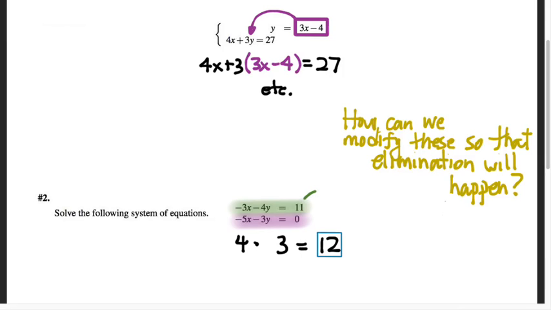So we've already seen that multiplying the first equation by 3 accomplishes that. Right? Multiply the first equation by 3, I get -9x minus 12y equals 33. What would I need to multiply the second equation by in order to turn the coefficient of y into 12? I would multiply it by 4, or -4. Let's worry about the signs next. If I multiply that by 4, I get -20x minus 12y equals 0 times 4.